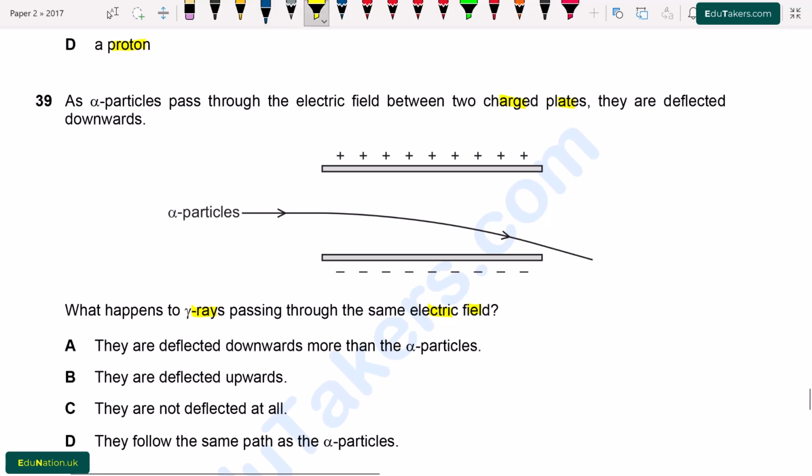Now we see the options. Option A, they are deflected downwards more than the alpha particles. B, they are deflected upwards. C, they are not deflected at all. D, they follow the same path as that of the alpha particle. So gamma rays cannot be deflected at all. They go straight. From here, option C is correct.